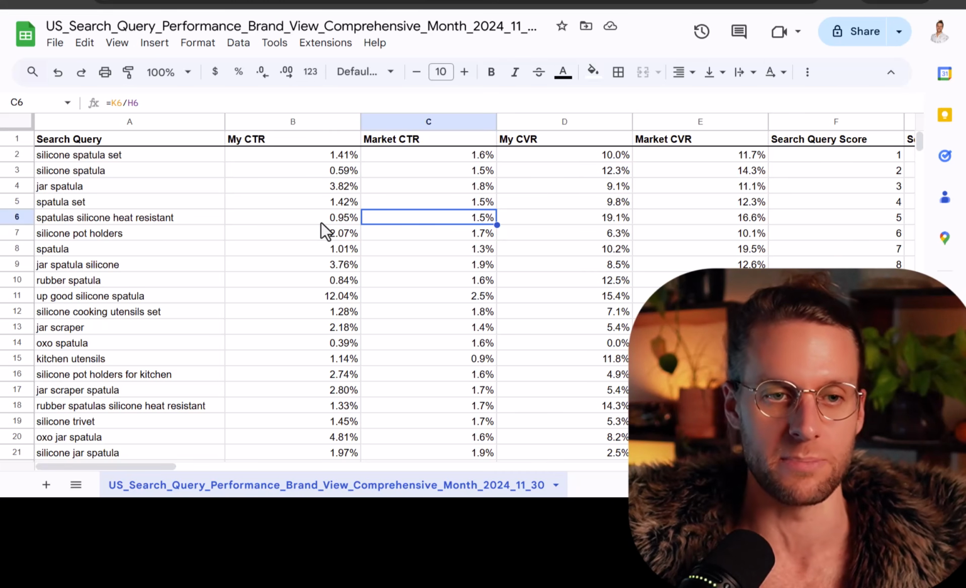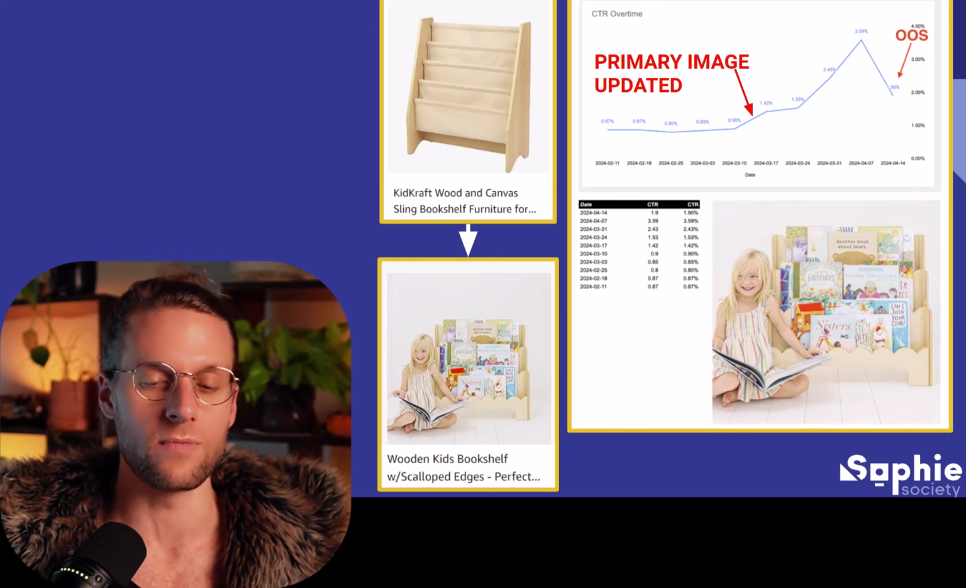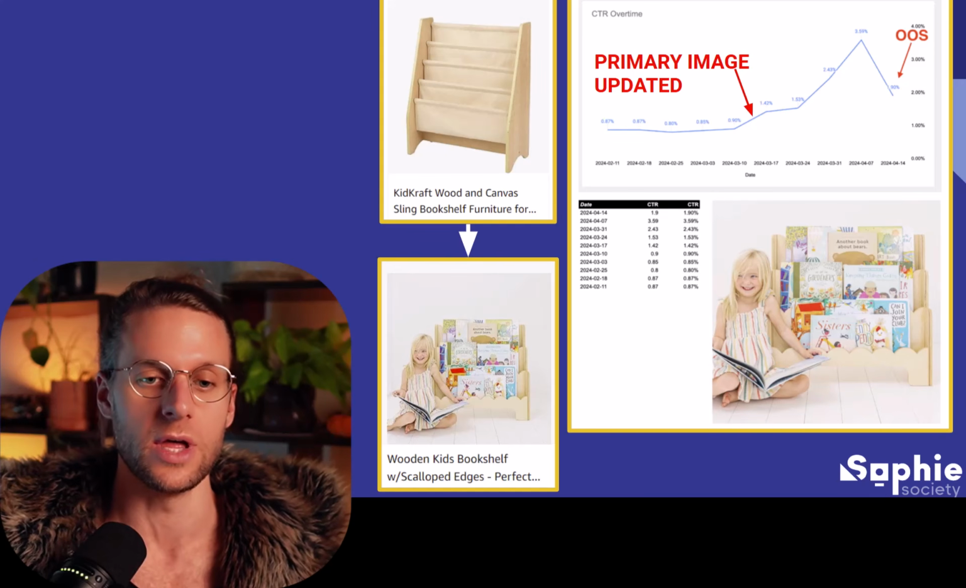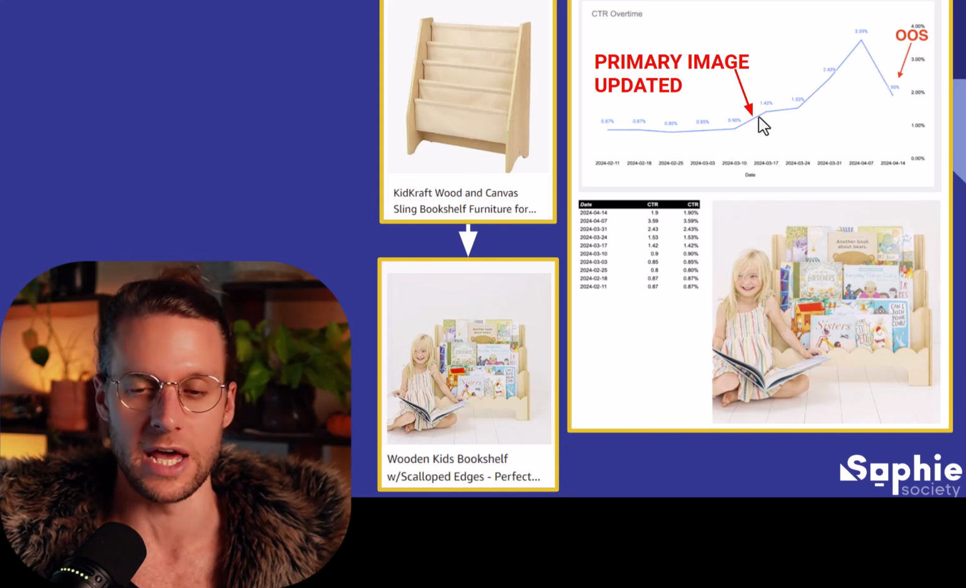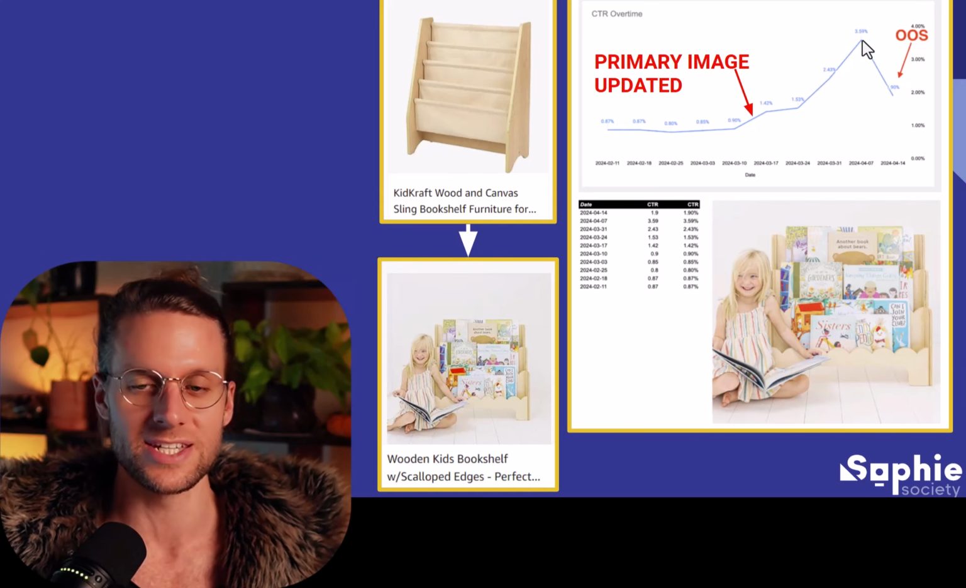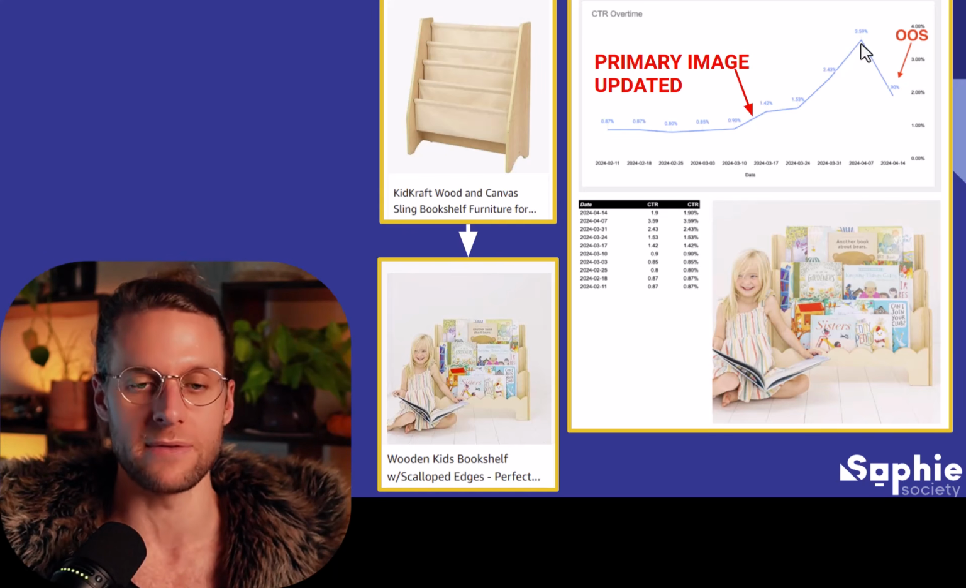Let me give you a great example of this. Here's a time we did this for a bookshelf. What we did was we looked into the keyword data to see what people weren't resonating with in our primary image and our title, and we updated it. You can see we have the kid in here, we have the actual books in here. It says kids in the very beginning, it says scalloped edges, and this changed the click-through rate from around 1% to above 3%, meaning it 3x'd the amount of traffic to our listing. We literally got triple the amount of traffic overnight to our listing just from making this change.